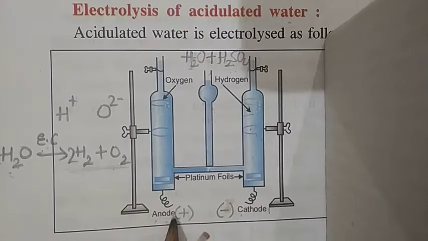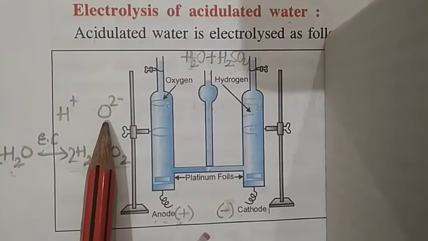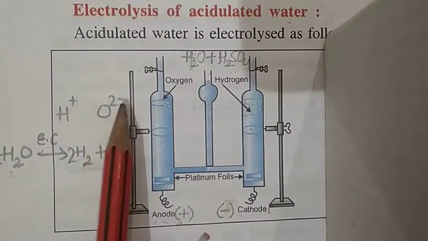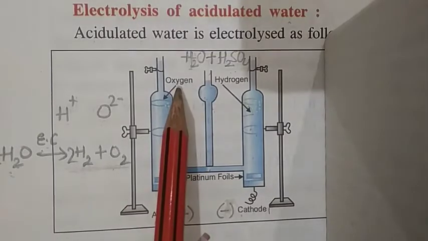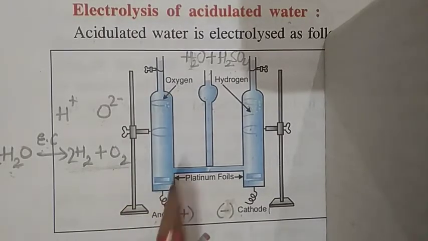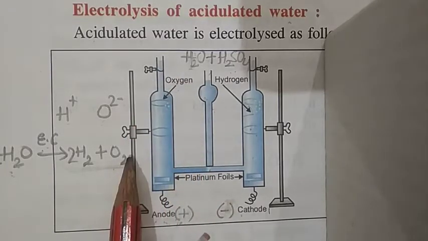So the anode is positively charged. It is connected to the positive terminal of the battery. So does it attract hydrogen or oxygen? Obviously it attracts oxygen, because oxygen is electronegative. So negative attracts towards the positive. So oxygen will come to this side tube, okay, it enters into this side tube.